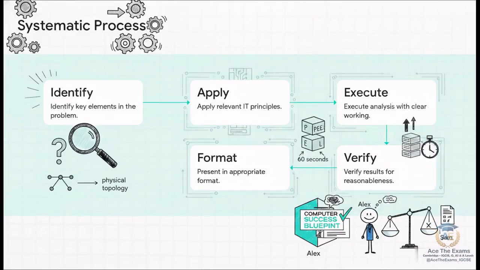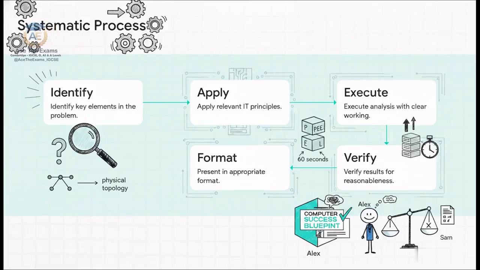If we put 60 seconds on the clock, we can guide our students, Alex and Sam, to completely rewrite those flawed answers from earlier. Step 1, identify the key elements of the prompt. Is the question actually asking about a physical topology or a logical one? You have to know the difference. Step 2, apply the relevant IT principles. Step 3, execute the analysis using our PEEL framework that we just talked about. Step 4, verify the results. Ask yourself, does this paragraph actually answer the specific question that was asked, or am I just rambling?